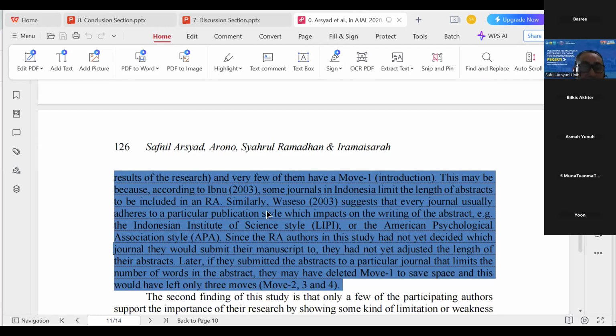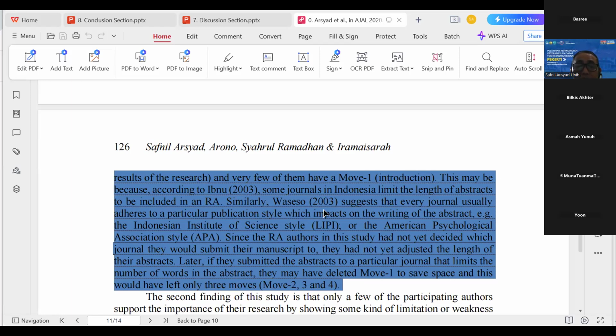This may be because, according to Ibnu, so this is the reference to discuss the difference, some journals in Indonesia limit the length of the abstract. So some journals do not allow authors to write a long abstract. They limit the number of words in the abstract, for example, only 100 words or 150 words. That is one of the reasons, according to Ibnu 2003.